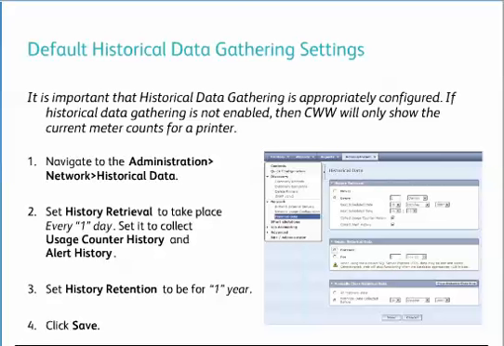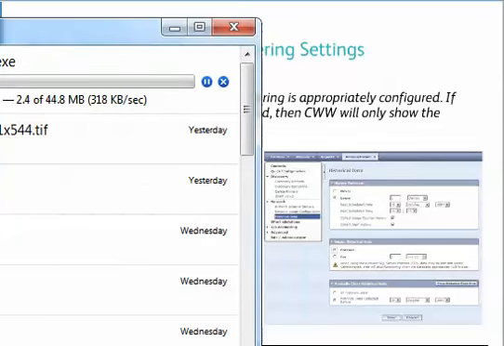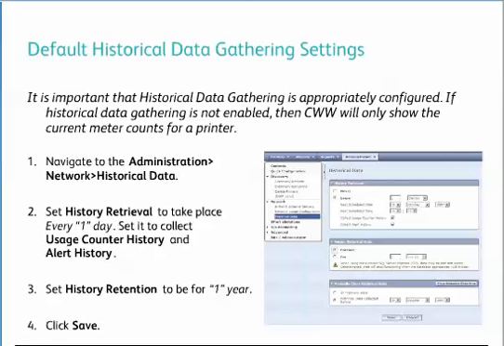This means that historical data more than a year old will automatically be deleted from the CentreWare Web database. If preferred, this can be set to forever. If it is set to forever, then the Clear Historical Data Now command may be used to manually clear historical data if the database size gets too large.